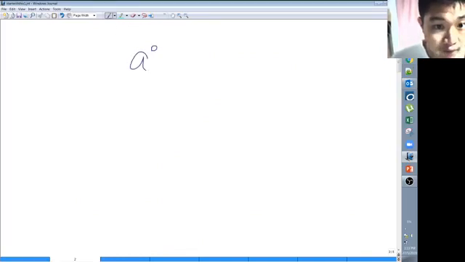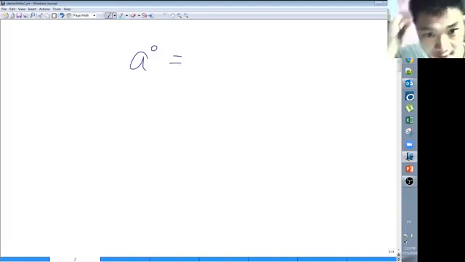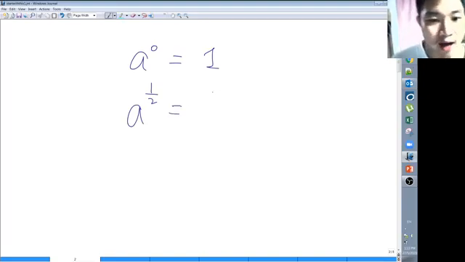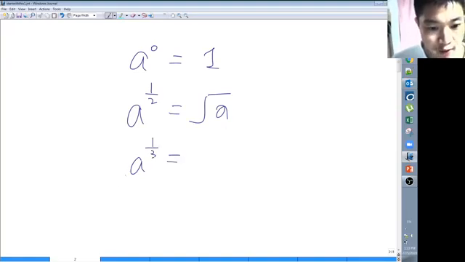What if you have a to the power of 0? What do you think you are going to get? So by the way, if you have anything to the power of 0, you should get 1. Next, what if you have a to the power of a fraction? What if you have like a to the power of half? Then a to the power of half is actually square root a. Okay? And then what about a to the power of 1/3? For a to the power of 1/3, you are supposed to get cube root a.